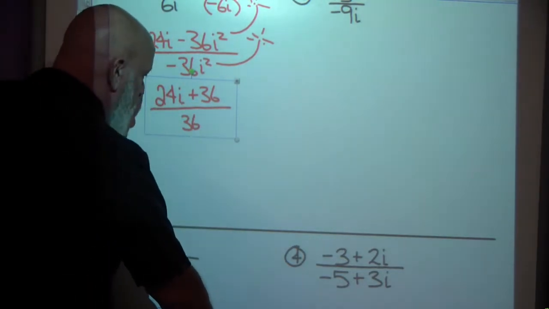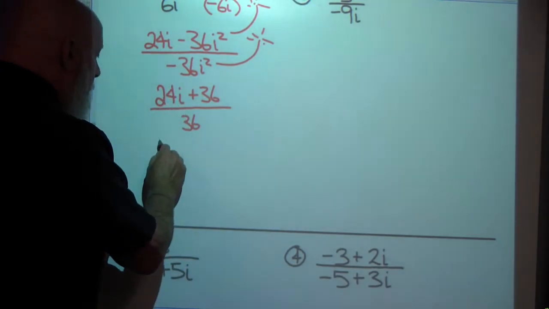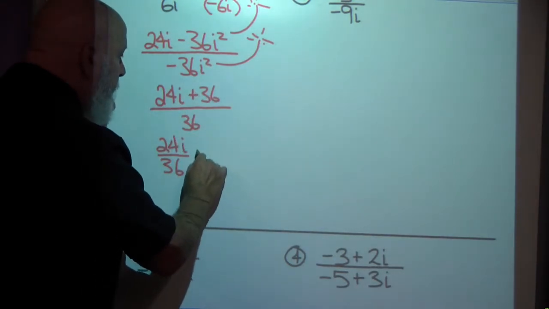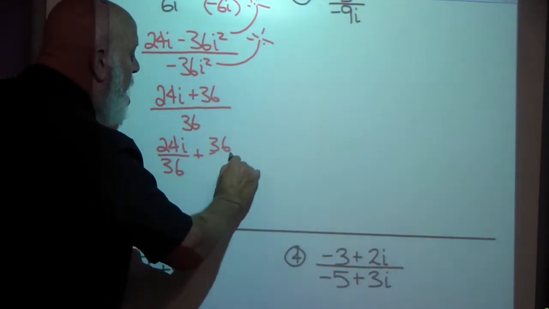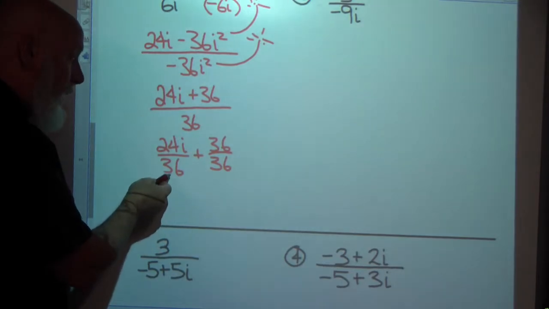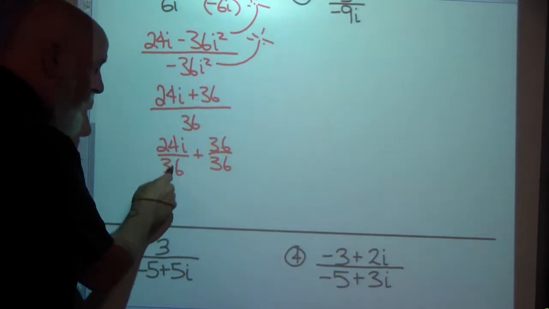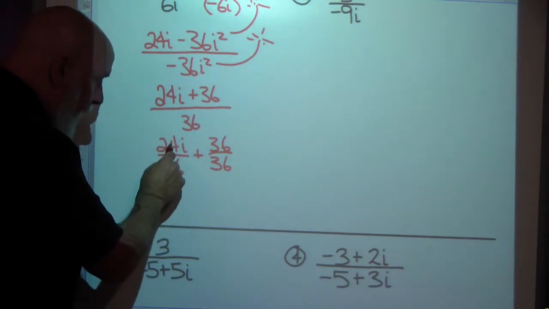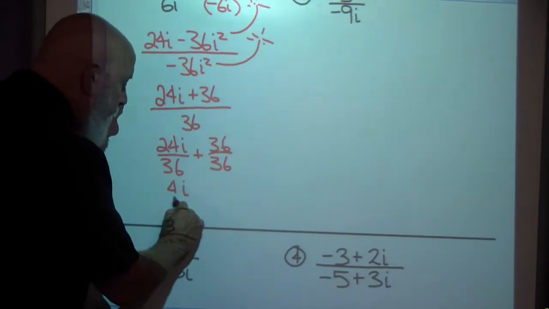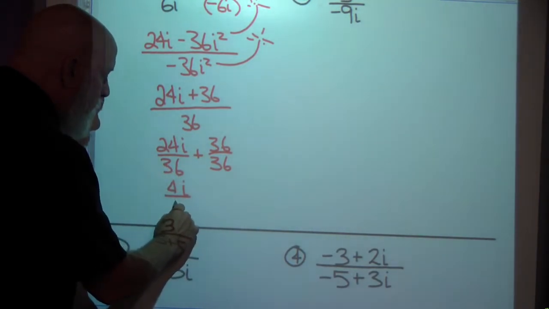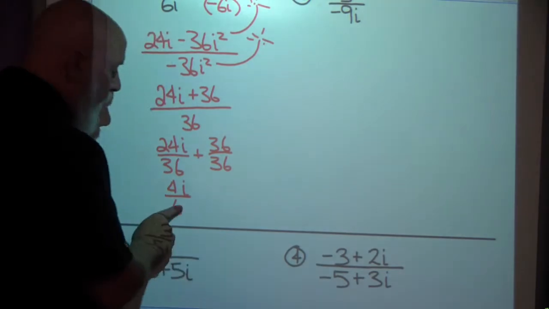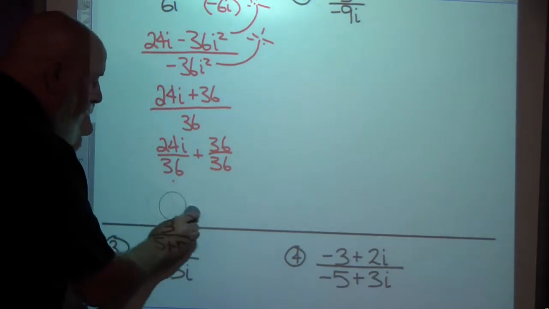So I'm going to call this 24i over 36 plus 36 over 36. And I'm going to reduce this. Now, these will both divide by 9. Well, they won't divide by 9. They'll both divide by 6. I'm sorry. I'm going to divide both of these by 6. 24 divided by 6 is 4i. 36 divided by 6 is 6. Oh, they'll both divide by 12, won't they? Let's divide them both by 12. I'm going to run out of room here. I'm an old brain damaged man.